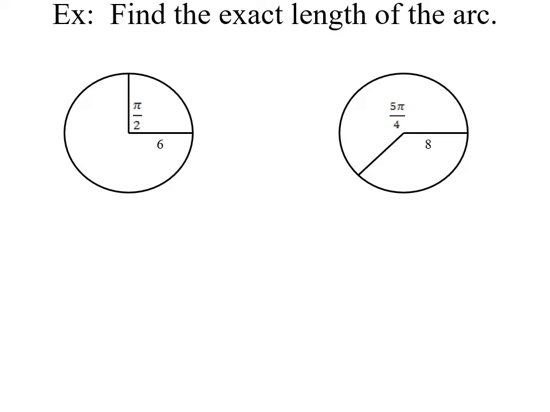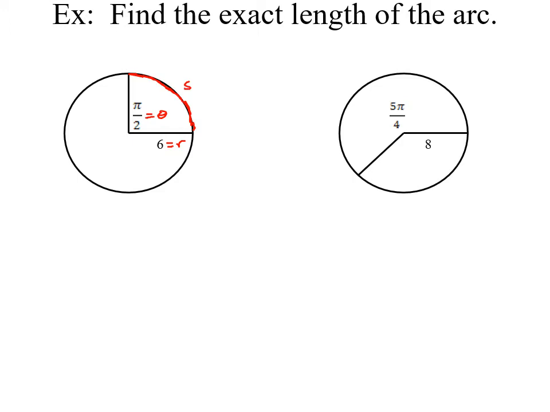So for instance, this says find the exact length of the arc. So to find the exact length of the arc, I just have to do those two formulas. And so for this first one, the 6 is your r. The pi over 2 is your theta. And we're looking for the length of the arc. That would be the part on the outside.